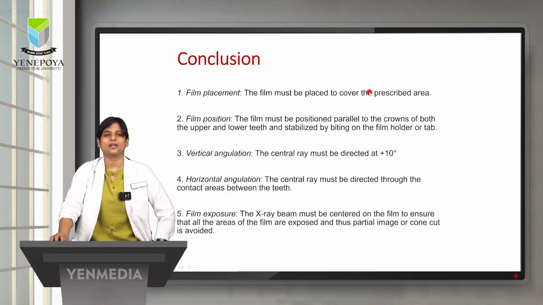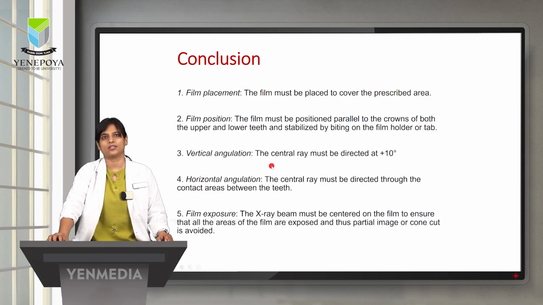So that concludes our topic for today. So overall, let me summarize in the conclusion. How is the film placement? Film must be placed to cover the area of interest. How is the film positioned? The film must be positioned parallel to the crowns of both the upper and lower teeth and stabilized by biting on the film holder or the tab.